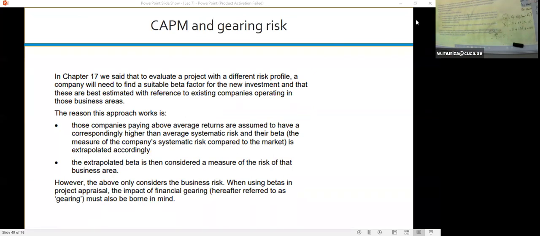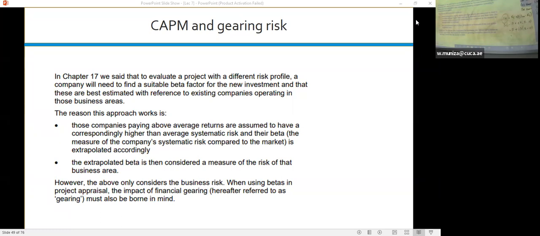Okay, now CAPM and gearing risk. Again, you are going to find the discussion is the same one, but it's really necessary to read the theory part so that you will be able to do that discussion. In chapter 17, we said that to evaluate a project with a different risk profile, a company will need to find a suitable beta factor for a new investment, and that these are best estimated with reference to the existing companies operating in those business areas.